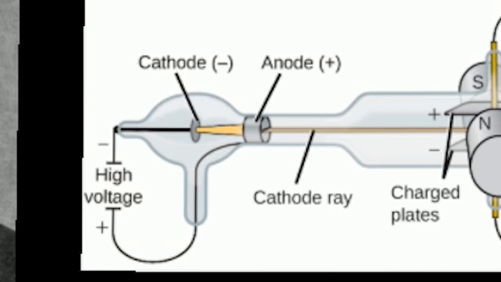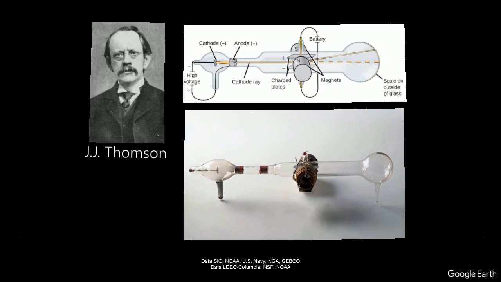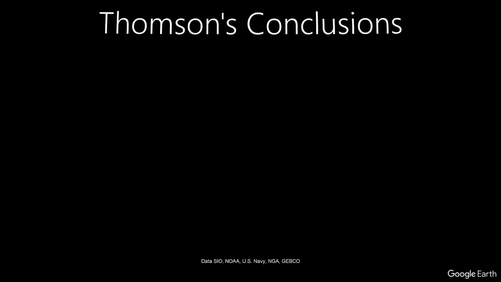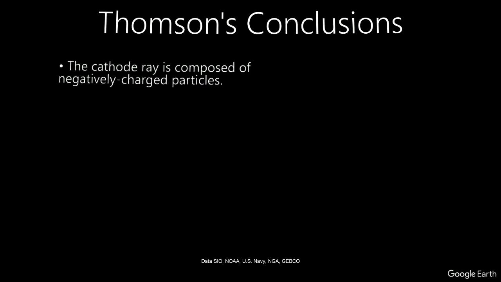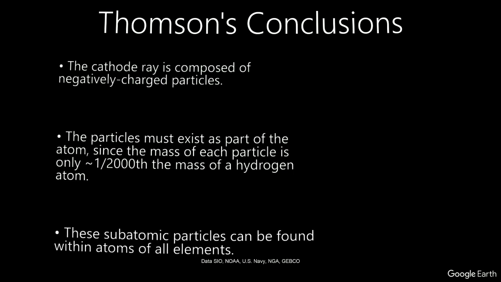Thomson repeated his experiments using different metals as electrode materials and found that the properties of the cathode ray remained constant no matter what cathode material they originated from. From this evidence, Thomson made the following conclusions. That the cathode ray is composed of negatively charged particles, the particles must exist as part of the atom since the mass of each particle is only a fraction of the mass of a hydrogen atom, and that these subatomic particles can be found within all atoms of all elements.